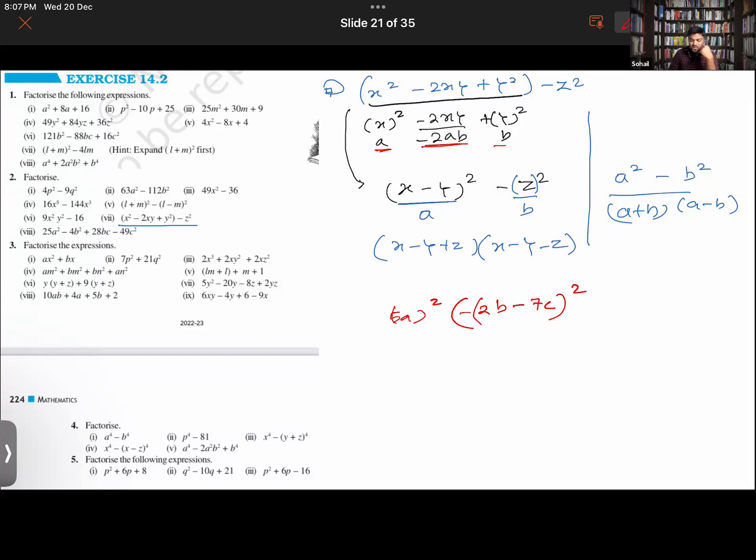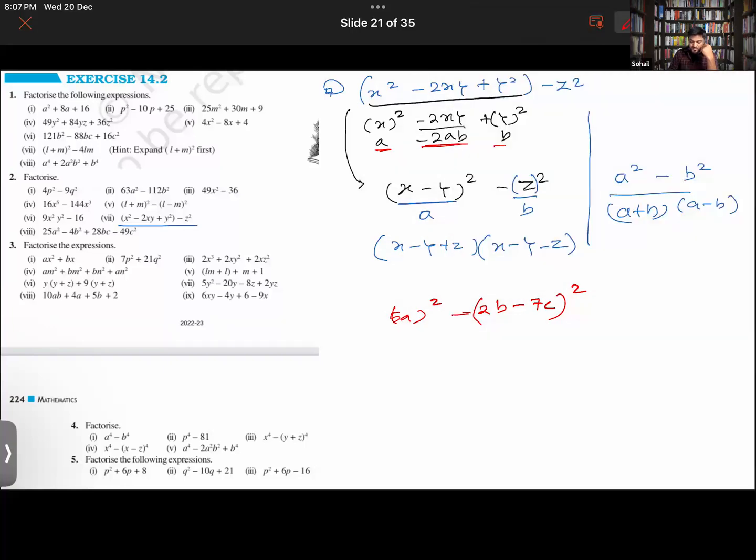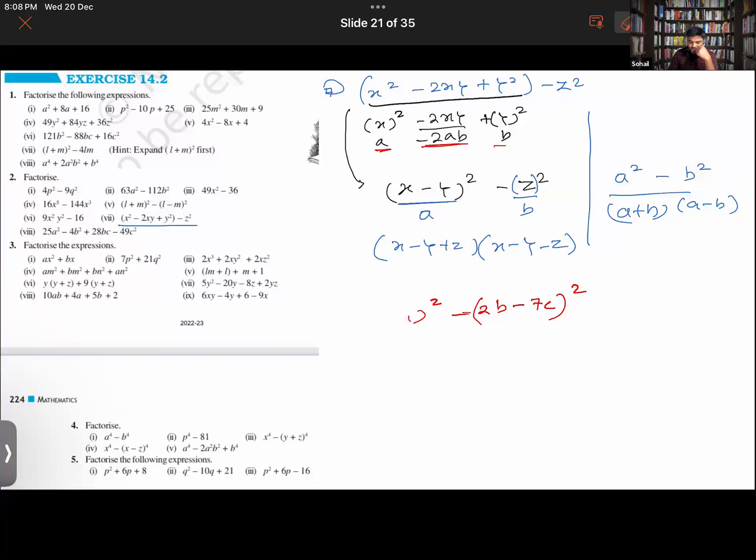Okay. So will we leave it here or can we not solve it further? So we can. So then it would be 5a plus 2b minus 7c into 5a minus 2b plus 7c. Correct. Aram, you are getting this thing or not?